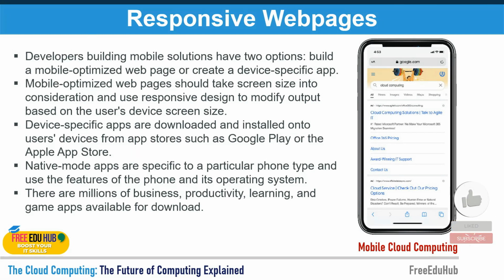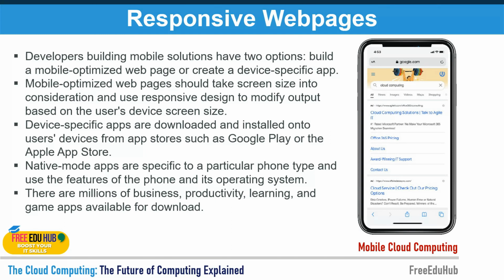Now, device specific applications are also downloaded and installed on the user devices from the app store such as Google Play or Apple Play Store. So you can download the applications from the Google Play Store or Apple Store, which would be specific applications for those things which are designed to run different operations which they are intended for.